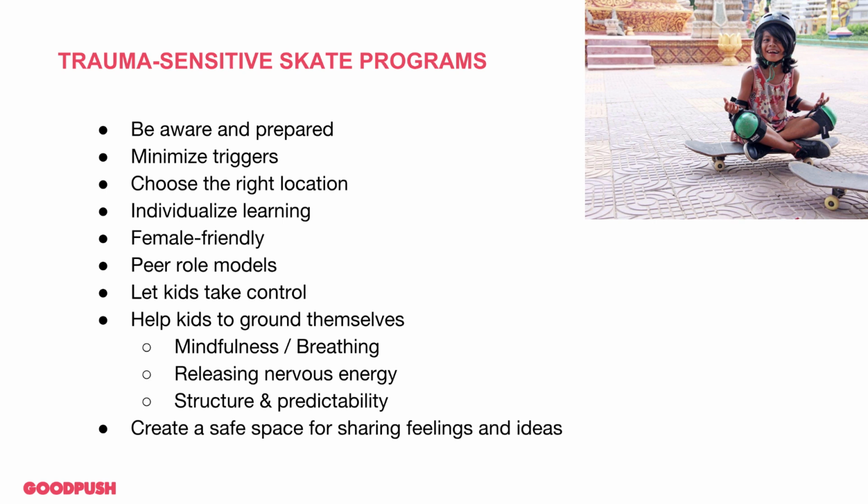And similarly, having peer role models. So this is like young people, or at least people from the community that have experienced similar things, who can kind of show to the children that they've overcome them, and it'll be something that the kids can relate to and will allow them to really build attachment with these role models.